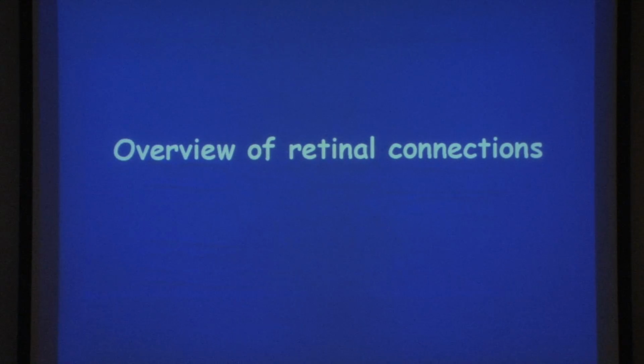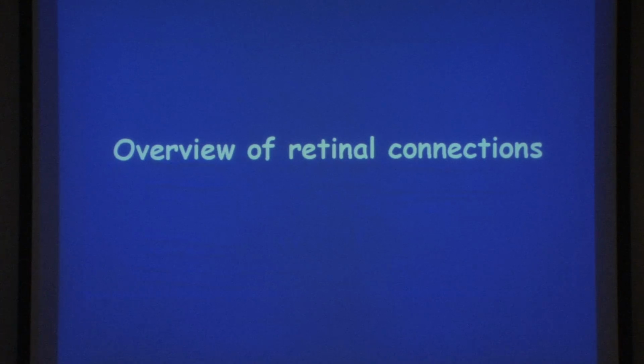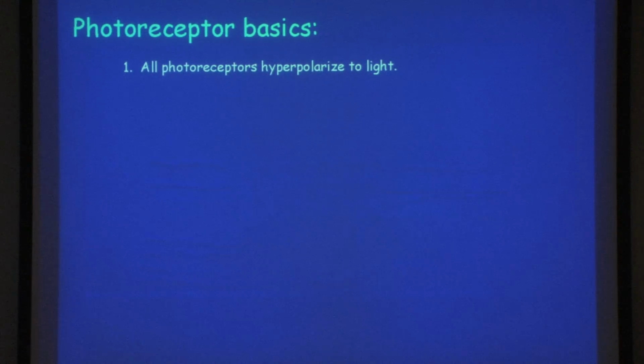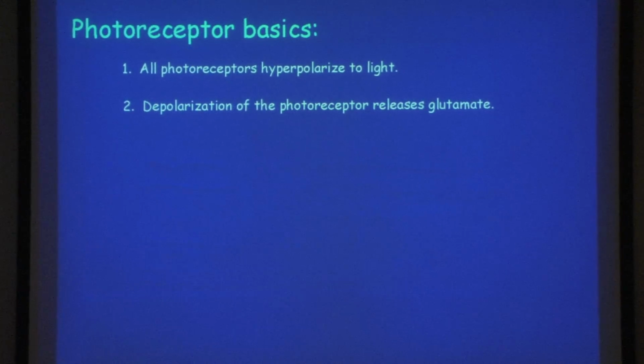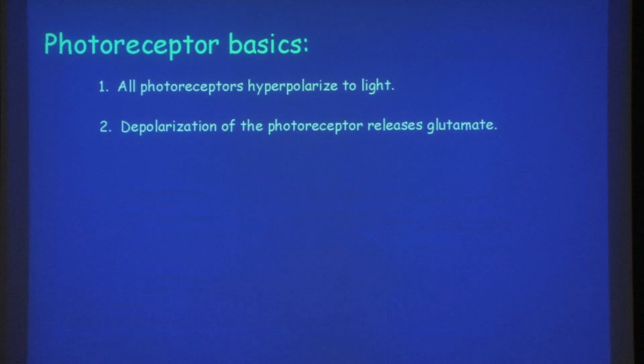All right, so now to understand this even better, let's go back and take a brief overview of the retinal connections so we can understand how these systems came about. And the first thing to do is to talk about the photoreceptor basics. I told you many times, by now I'm sure all of you know that already, that all photoreceptors hyperpolarize to light. Then I also told you that when photoreceptors depolarize, that's when they release their neurotransmitter, which is glutamate. And that glutamate acts on both the horizontal cells and the bipolar cells.